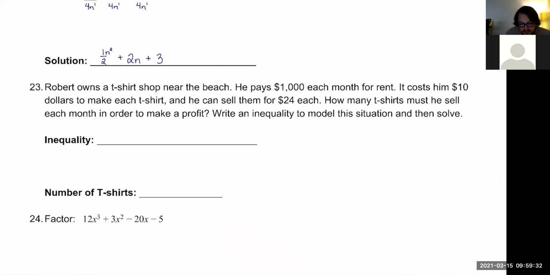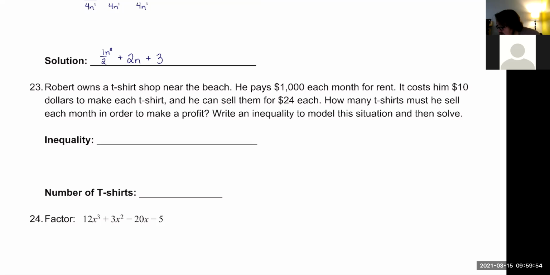All right, number 23. 23 is a word problem, so we need to sift through the information we're given, make sure we're working with it accordingly. It says that Robert owns a t-shirt shop near the beach. He pays $1,000 each month for rent. It costs him $10 to make each t-shirt, and then he can sell them for $24 each.